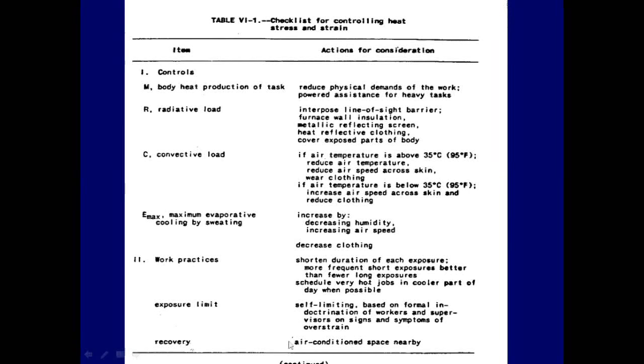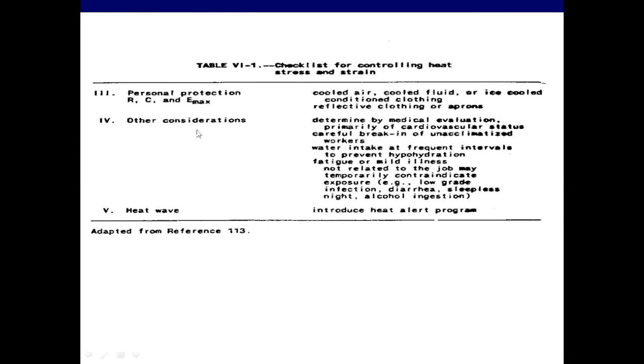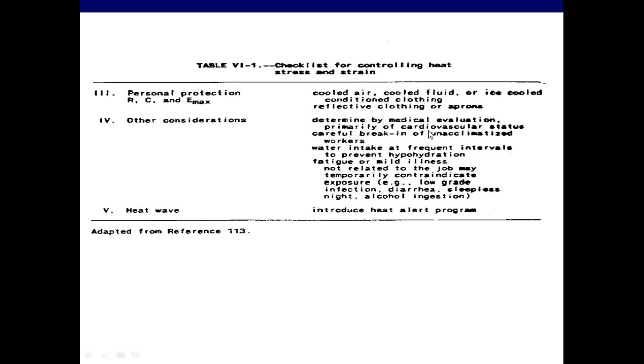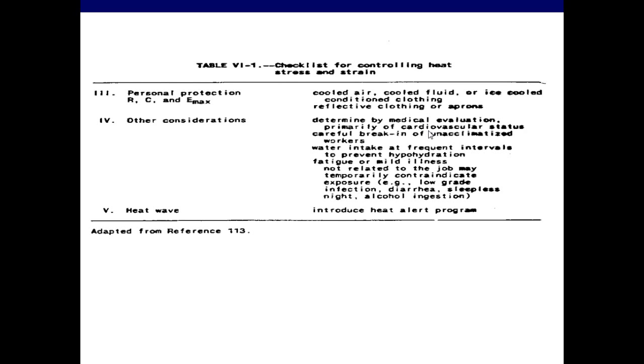Formal indoctrination: educating workers about hydrating properly, and so on. And then also, let's say you're doing construction work, recovery in an air-conditioned unit nearby, a trailer of some sort, does make a difference in terms of quicker recovery. And finally, personal protective equipment: air-cooled suits are very helpful, as well as making sure that the people who are going to be working in hot environments have medical evaluations, and you can control for the age, the gender, the weight, any medications they might be using, and so forth. And then, of course, always at the end, for any heat waves that come out, making sure that proper hydration is available and that the amount of exposure is limited.